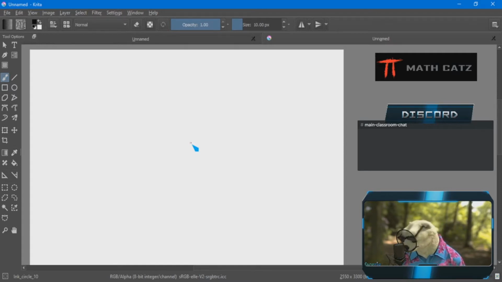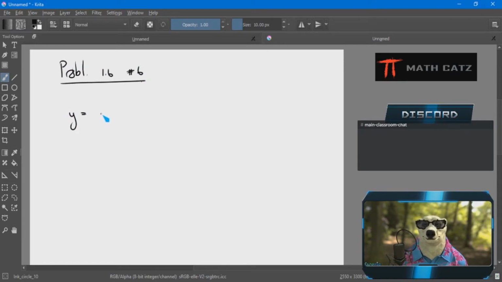So I want to do a problem. Which problem do I want to do? I wrote this down. 1.6 number 3. No, we did 1.6 number 3. I want to do 1.6 number 6. Yes, that's a nice one. So we'll do problem 1.6 number 6. Where we have, whether you call it y or f of x, it really doesn't matter, negative 3x squared plus 4x minus 7.